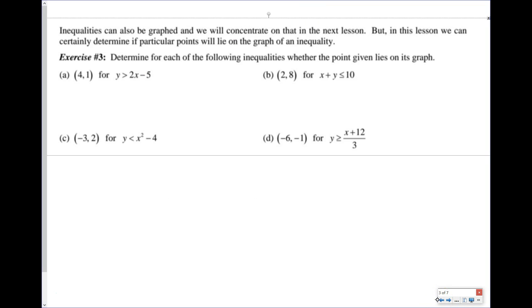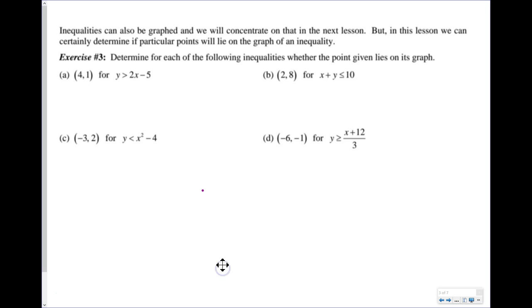Exercise 3, now we're going to take this same idea and talk about inequalities. Inequalities can also be graphed, and we're going to talk about that in the last lesson, graphing inequalities. But for now, let's talk about whether certain points will lie on the graph of the inequality, even before we actually graph it. So exercise 3 says, determine for each of the following inequalities whether the point given lies on the graph. The idea is the same, except you have to remember what these things mean.